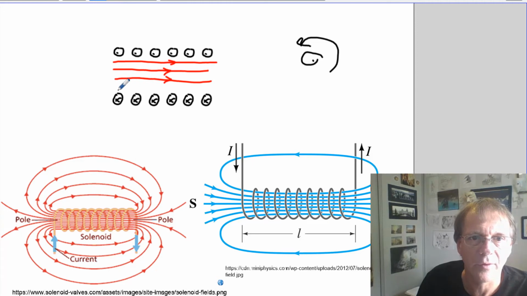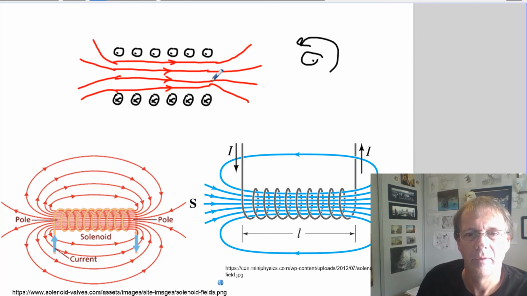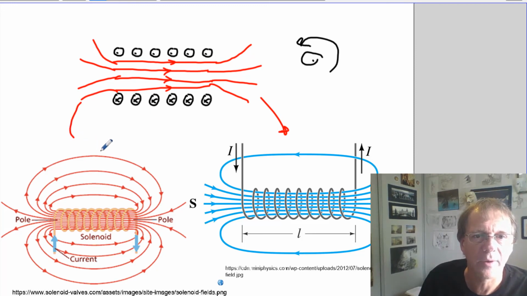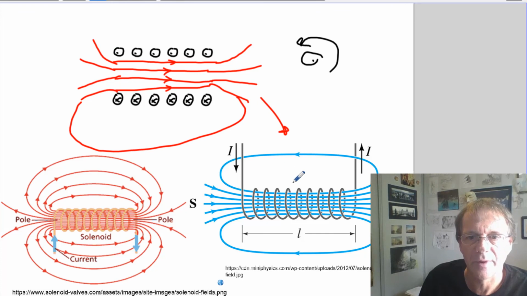Hard to draw with this as it is at the moment. When it gets to the ends here, it will start to curve away, and the same at that end there. And you can see it'll form that sort of shape. So uniform in the middle, non-uniform at the end of the poles, and then it comes around and goes a lot weaker out here. But you get the picture better from this one here.